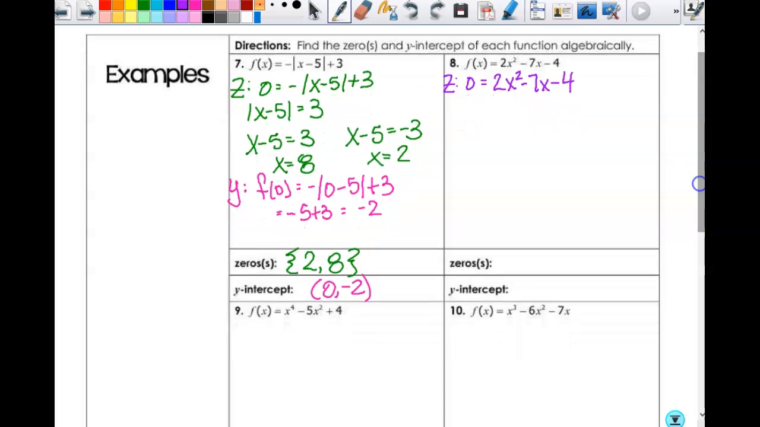So I'm going to come over here. And so yes, I do have a magic number. Let's do that. So 2 times negative 4. And I have to do this because this isn't a 1 here. I get negative 8, right? So I need 2 numbers to multiply to give me a negative 8 that would combine to give me negative 7. And what are those numbers going to be? Negative 8 and 1. Okay, so those are my magic numbers.